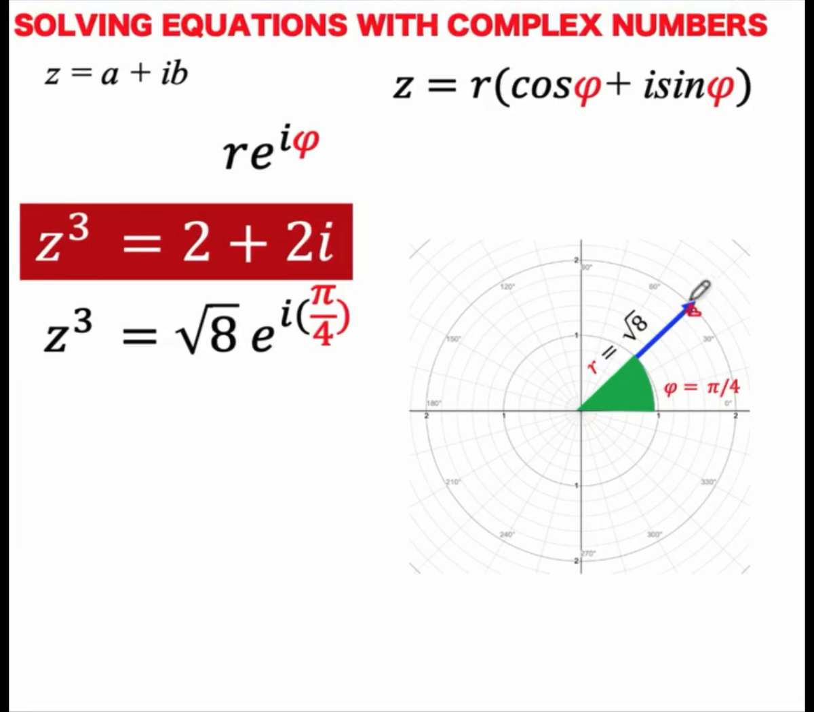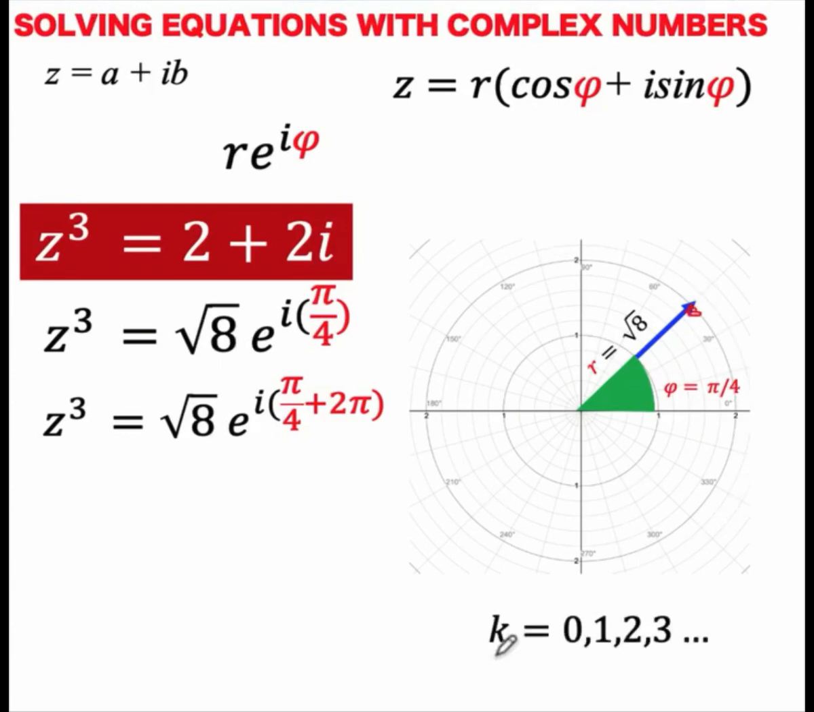So there could be an infinite number of solutions to this equation. One of them could be z cubed equals the square root of 8 e^(i(π/4 + 2π)). That means I add 2π, or 360 degrees, to this π/4 to arrive at the same point. Or if I have a number k, such that k is equal to 0, 1, 2, 3, and so on, then I can write the general form of the equation this way.